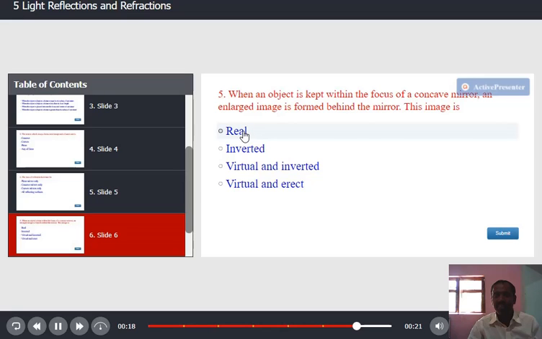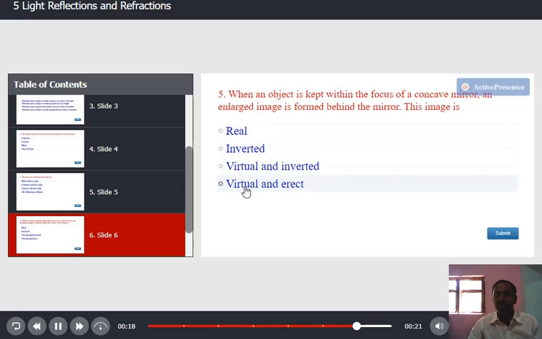Real: this is not the correct option because the image will be virtual. Inverted: it is also not correct because the image is erect. Virtual and inverted: the image is virtual but not inverted, it is erect, and a virtual image is never inverted. So this is also not the correct option. Virtual and erect: this is the correct option.